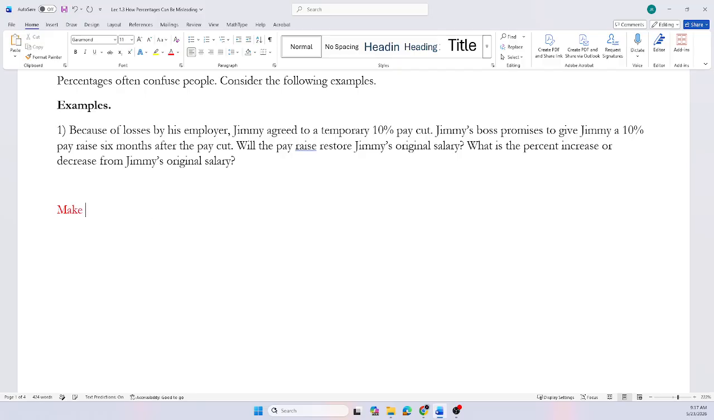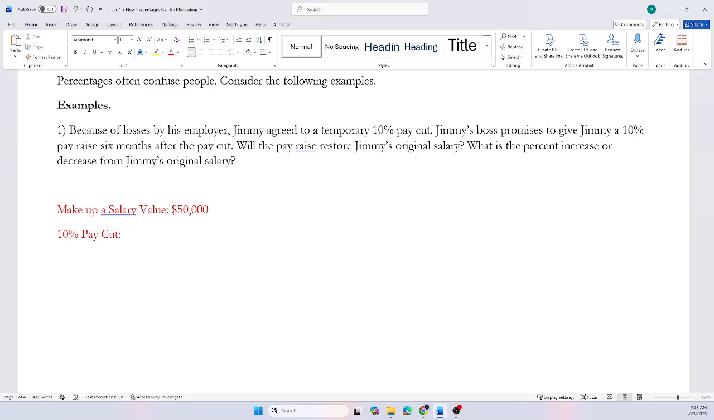So go ahead and make up a salary value. It doesn't matter what you go with. You can make up anything you want. I'm going to say his salary is $50,000. So we're going to go ahead and issue that first 10% pay cut.